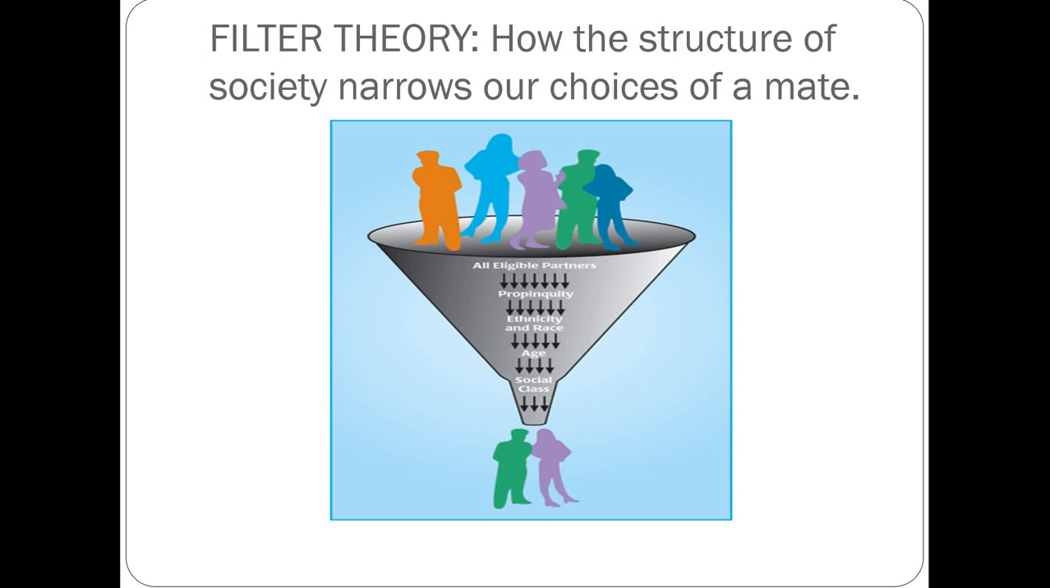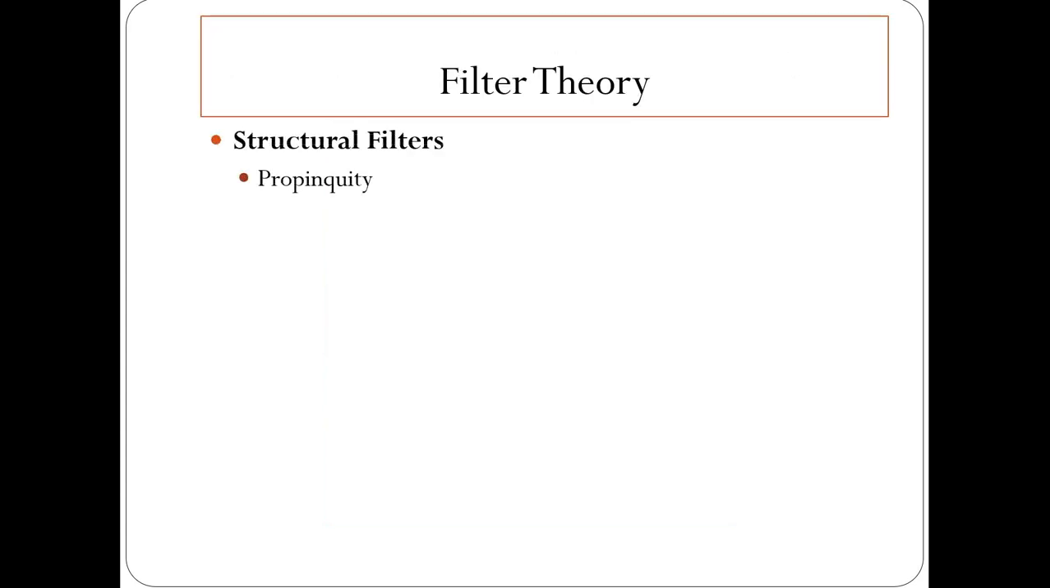So let's go through some of these. This comes from David Kimmich, by the way. Okay, so here are some of the structural filters that we're talking about. Propinquity. This is basically your neighborhood, those around you, your proximity.